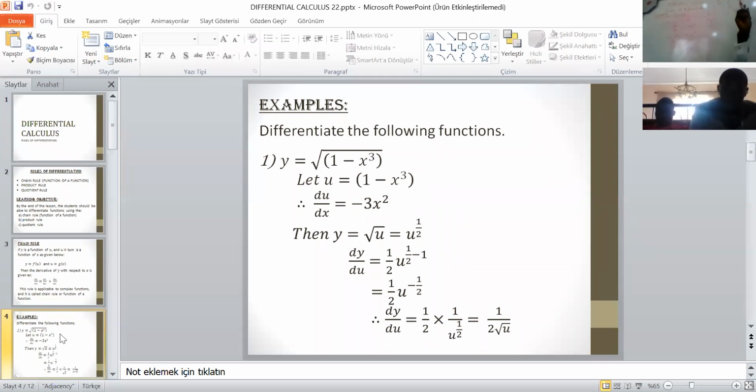Your answer cannot be left like this because you brought u in. You have to substitute again. The value of u should come in. Don't forget, u is 1 minus x cubed. And that means our dy over dx now is equal to minus 3x squared all over 2 square root of 1 minus x cubed. And that is, if you check the solution, how we got to this point.